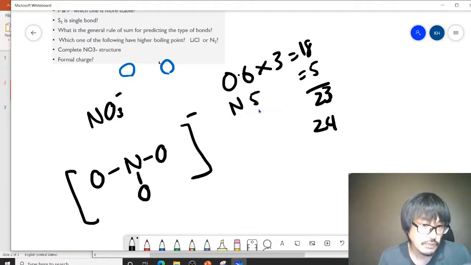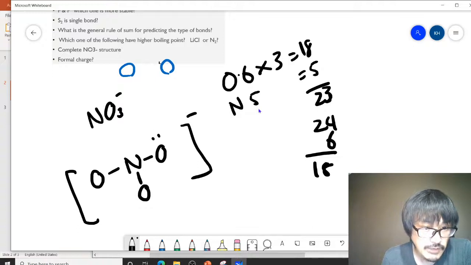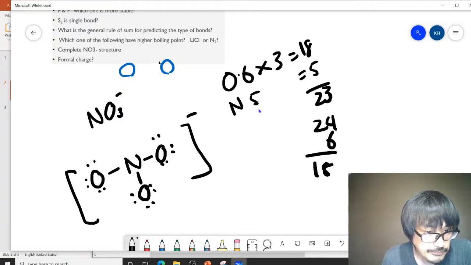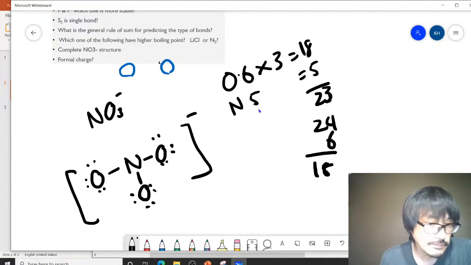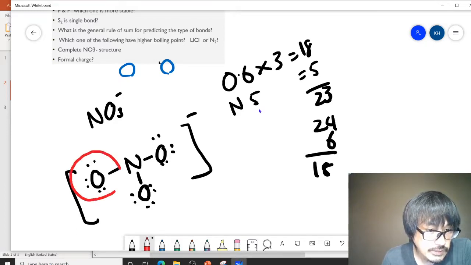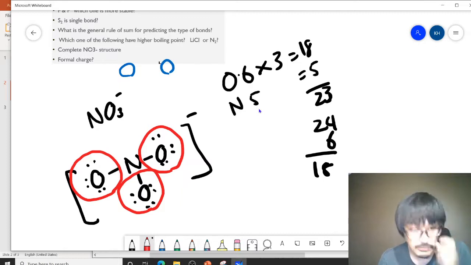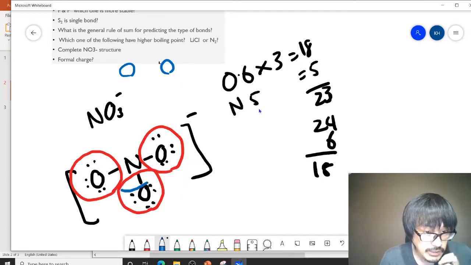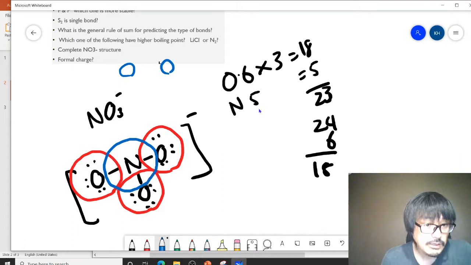So a total of 24 electrons, but I already used 6 here. So 18 left, then I'm going to fill out those empty spots from the outside. Then I used 18 electrons here. Now, if I count the number of electrons for each one of these oxygen atoms, each is surrounded by 8 electrons, right? So that's no problem there. But the problem is the nitrogen. Nitrogen is surrounded by only 6 electrons. So I need to move these two here.